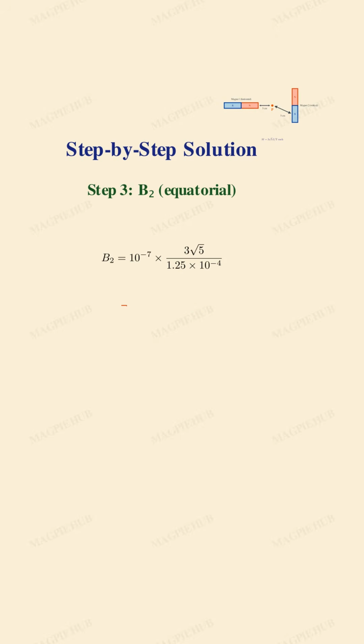Step 3. Point P is on the equatorial line of magnet 2. B2 equals 10 to the minus 7 times 3√5 divided by 1.25 times 10 to the minus 4. This gives 2.4√5 times 10 to the minus 3 Tesla.